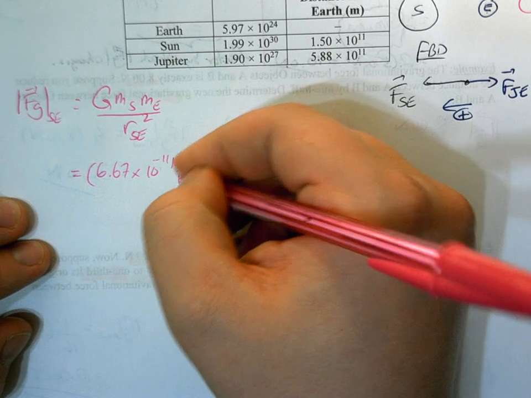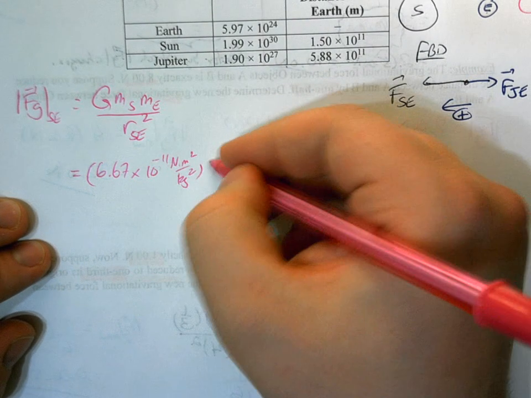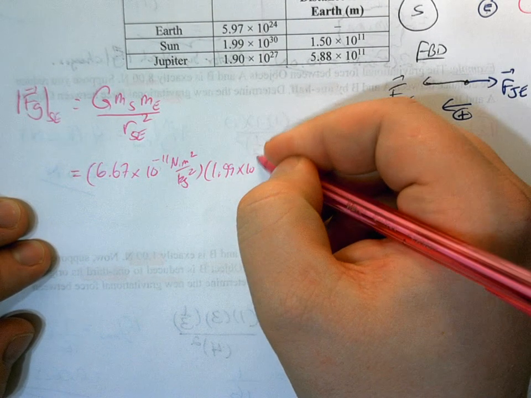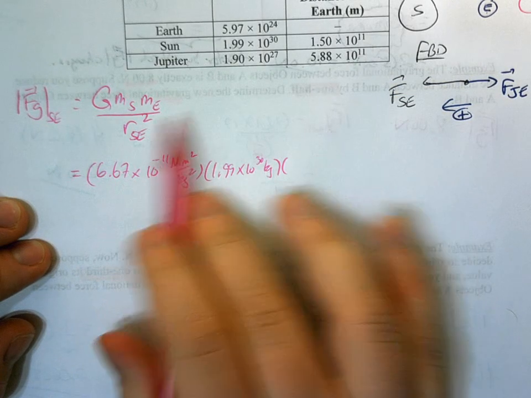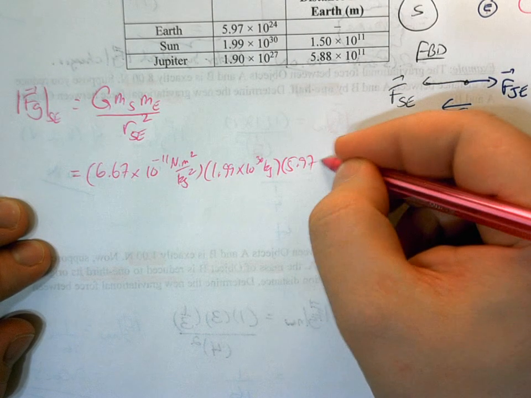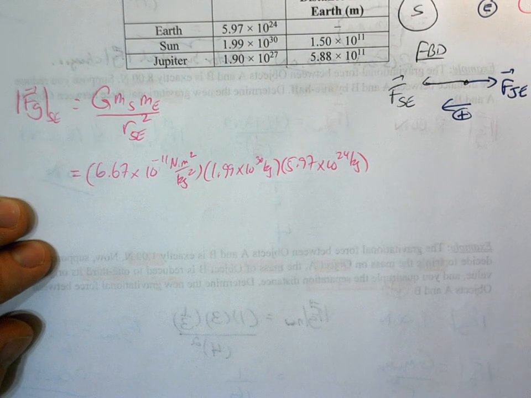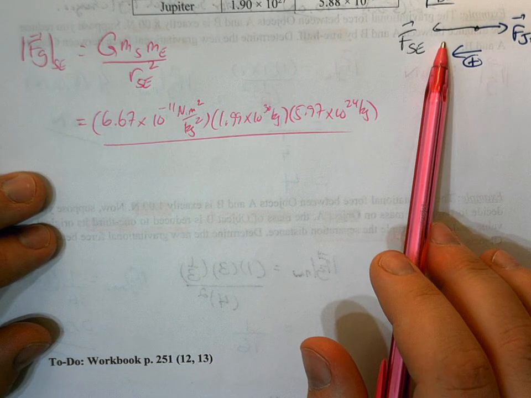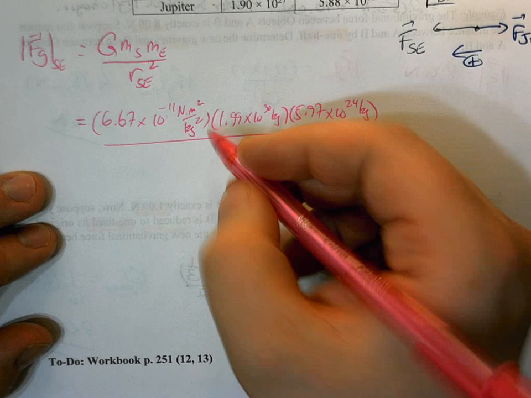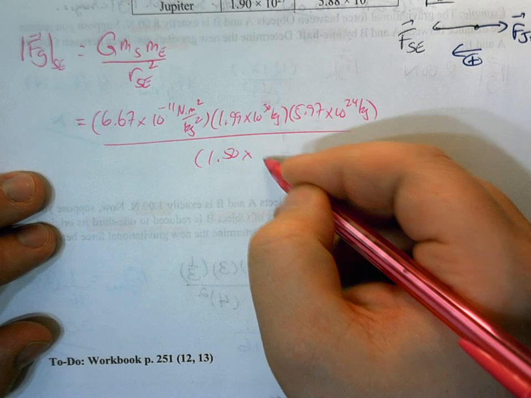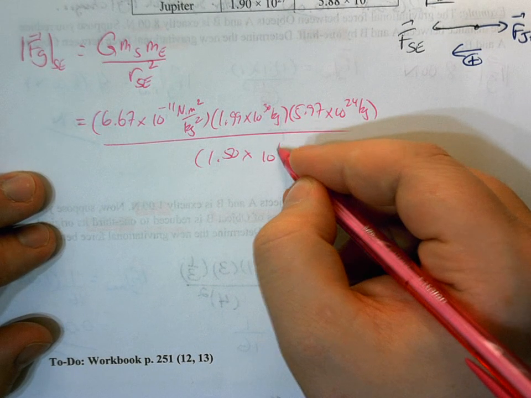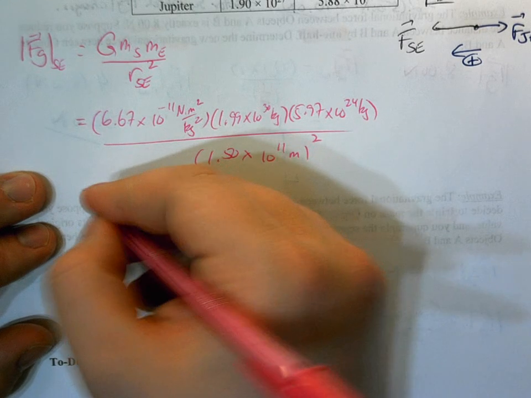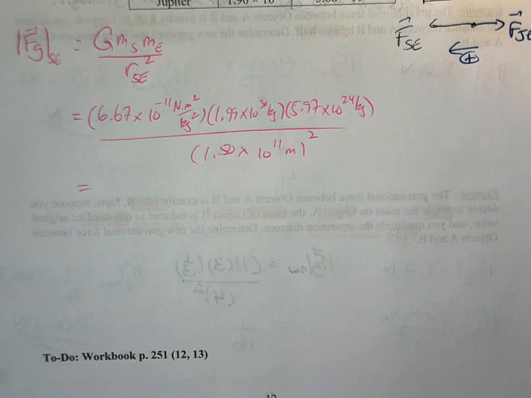So we've got our universal gravitational constant. We have the mass of the Sun. And then we also have the mass of the Earth. And then we are going to divide that by the distance between the Sun and the Earth, which is going to be that 1.50 times 10 to the 11 meters, squared. So what that's going to give us, let's see here. We'll just be really careful with our calculations.